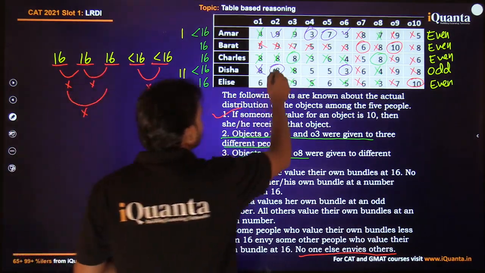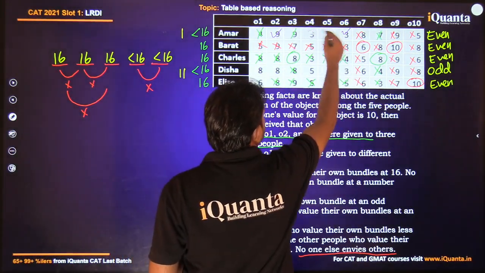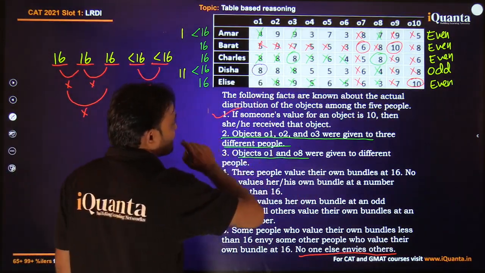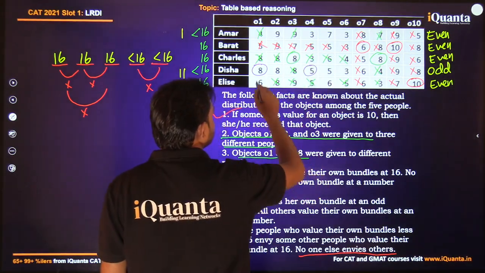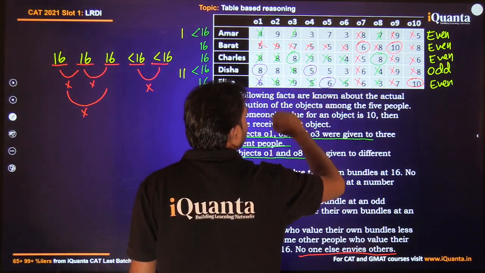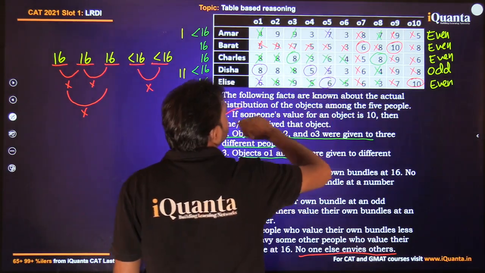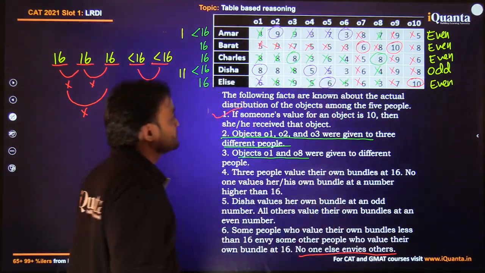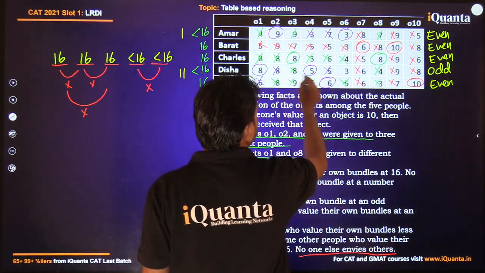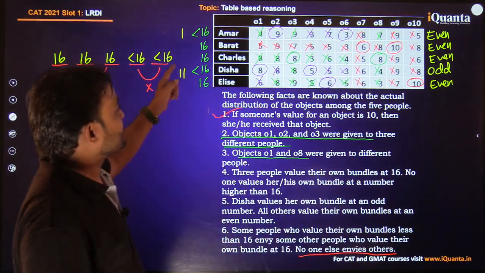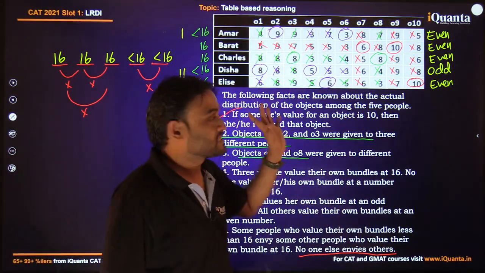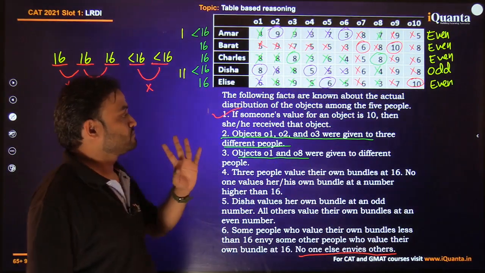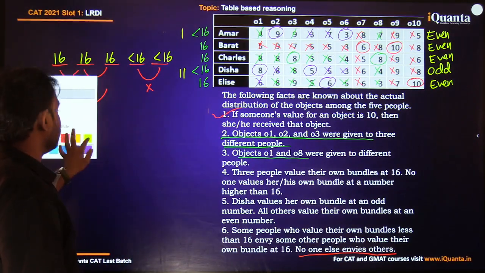So we have tried all the 6 cases, and what do we see? We see that the only correct combination is Disha got the first item and the fourth item. Then in that case, Ellis will get the fifth item and Amar will get the second item and the sixth item. So this is the complete table, right? Now you can see Amar received object 2 and object 6. Bharat received object 7 and object 9, and so on. Now we can comfortably move to the questions.